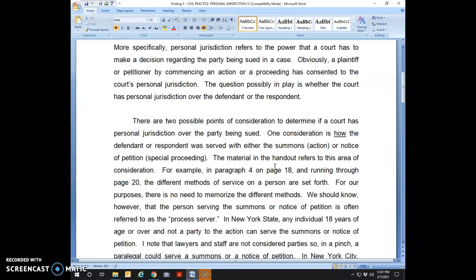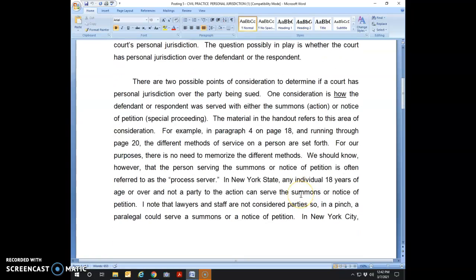And then the second area, which we'll get to in a bit in this screenshot video, is, if it's New York State Supreme Court, is there going to be a territorial or geographical concern? But let's just focus on how the summons and complaint has to be served. And I have set forth different methods of service on page 18 of the textual outline.